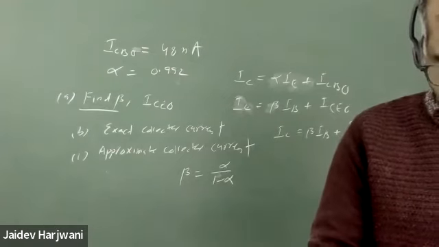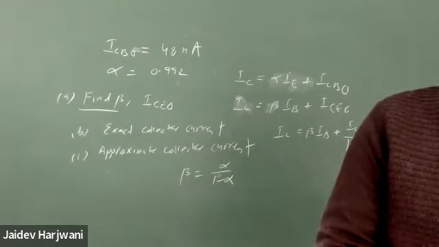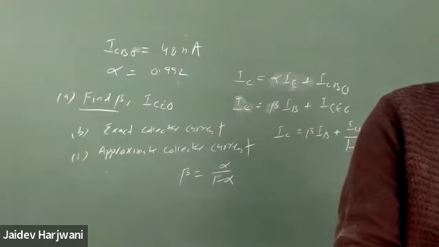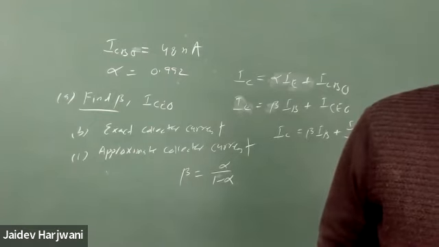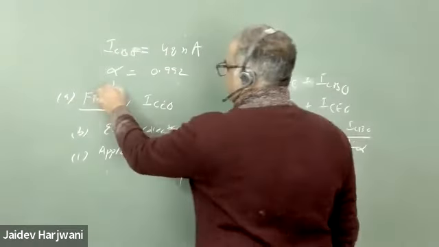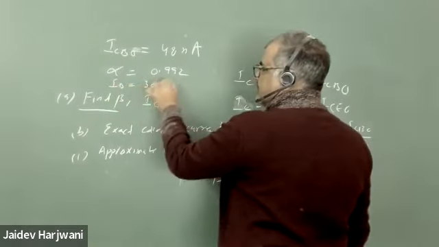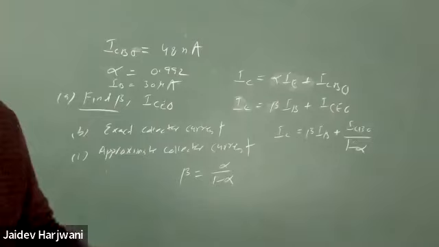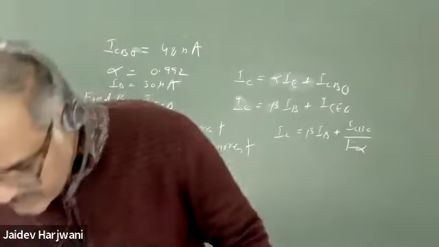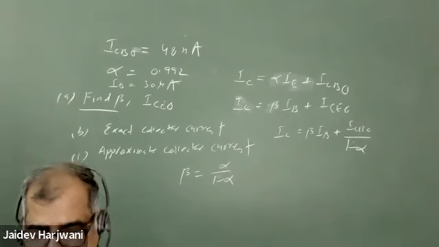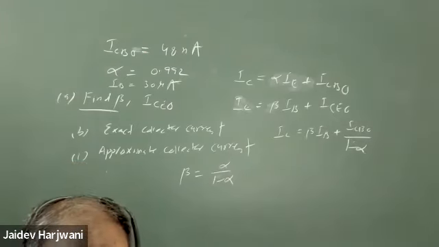Where is IE given in the question? Is it given? Sir, IC by beta. IC you can find, IC by beta. But how will that work? IB is given in the question, 30 microampere. IB is given as 30 microampere. ICBO is 48 nanoampere, IB is 30 microampere.